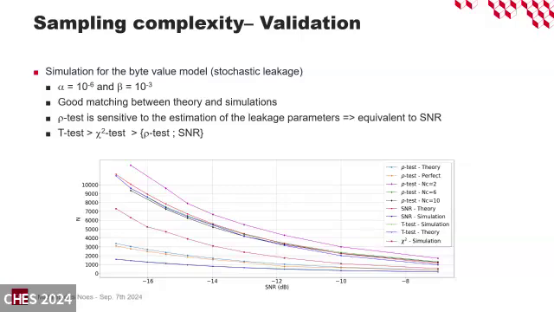So we divide the set of traces into NC sets. For instance, we use NC minus 1 sets for leakage model parameter estimation, and the last set for the correlation, and then we shift. So at the end, we use all the sets for estimation and correlation, but always disjointly. The conclusion here is that the t-test is the most efficient technique, then the chi-squared test, and then we have almost the same performance for the rho test and the SNR.